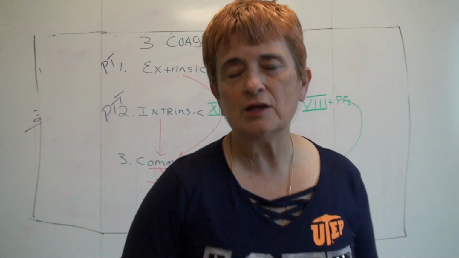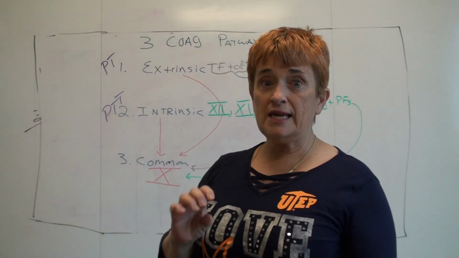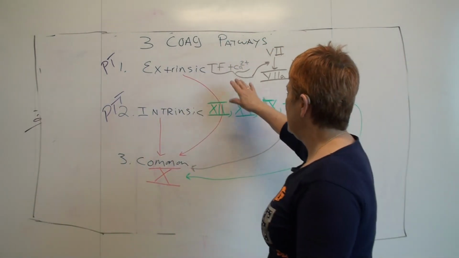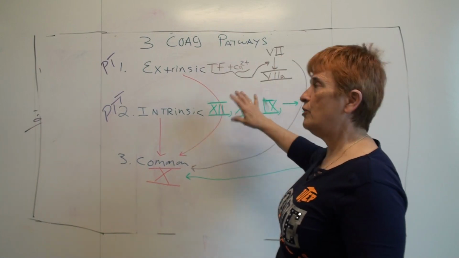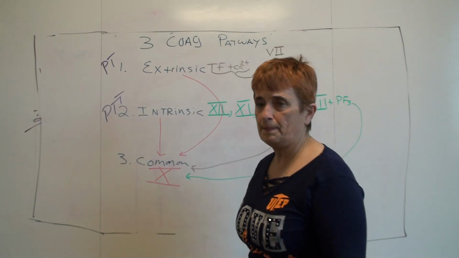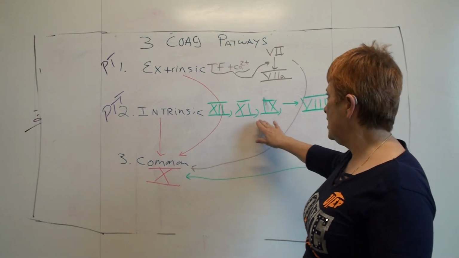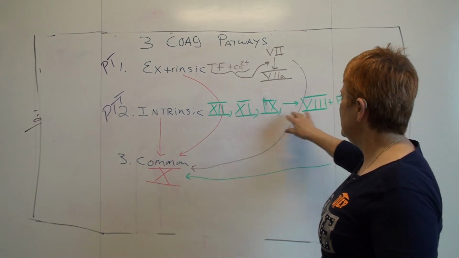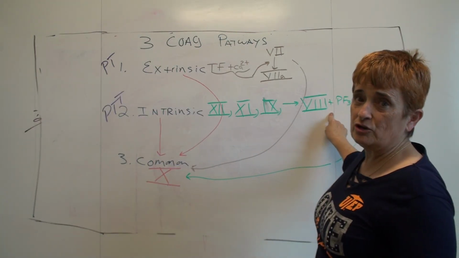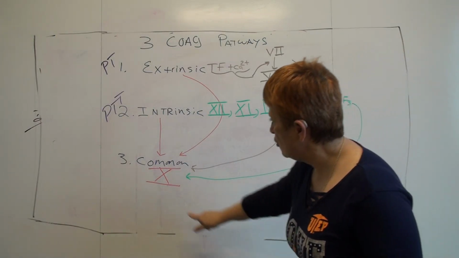Remember I said there was a really easy one and the other's a little bit more complicated. The really easy one is the extrinsic pathway. Beginning with tissue factor, collagen and calcium, 7 to 7A. Now there's more to this, but 7A goes down to the common pathway at 10. Your intrinsic pathway begins with 12, 11, 9, and then this will activate your factor 8, plus I need platelet factor 3.